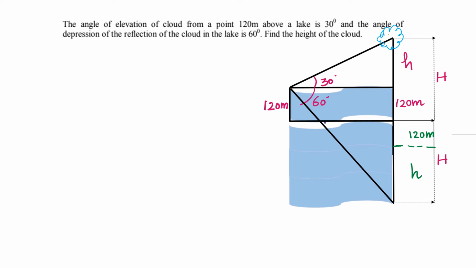Now see, the angle of elevation of the cloud from 120 meters above the lake is 30 degrees, and the same cloud's reflection is found in the water here again, at a depression of 60 degrees. Now you see this 120 meters is above the lake, and above that I am going to take small h to measure the cloud from here to here.